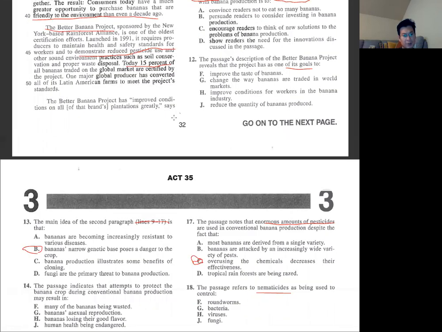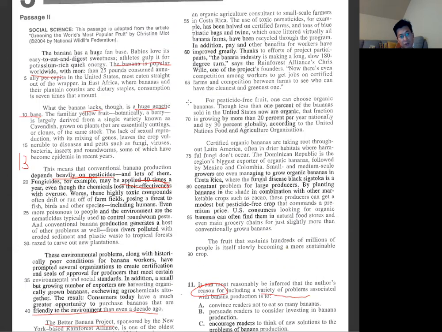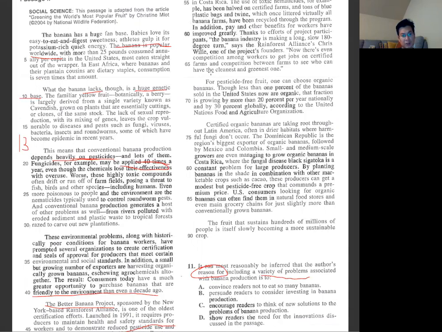Okay, and then next paragraph, the Better Banana Project improved conditions on plantations greatly because they use less toxic chemicals. Okay, and then you think about the rest of the passage, you skim through, you probably understand what it is.